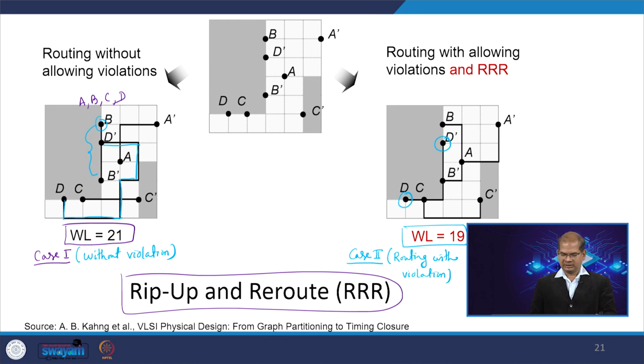Hence, this rip-up and reroute algorithm is very useful for nets with violations, and it improves the total wire length of the design. So, in this lecture we discussed integer linear programming, and we also discussed the rip-up and reroute algorithm. These are very useful for the global routing phase of VLSI physical design.